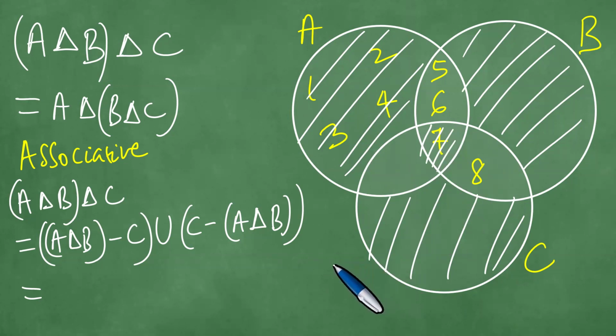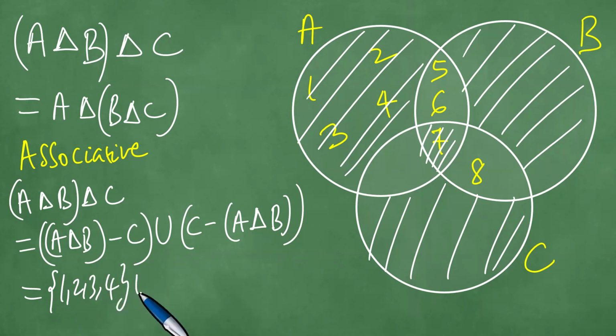Okay, so the question then becomes, what is the result? Let's look at the symmetric difference of A and B minus C. Here the symmetric difference of A and B is the shaded part. So we can go up to here. Then we remove C from it. So we're going to be left with what? We're going to be left with 1, 2, 3, 4. Okay, just take note of that.